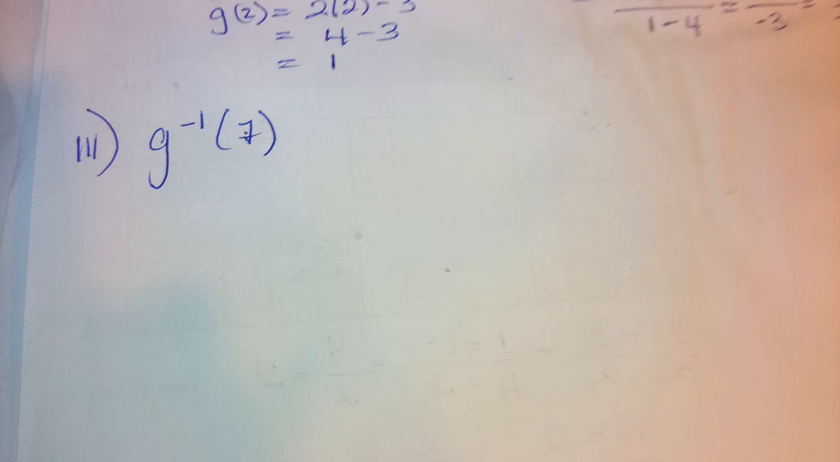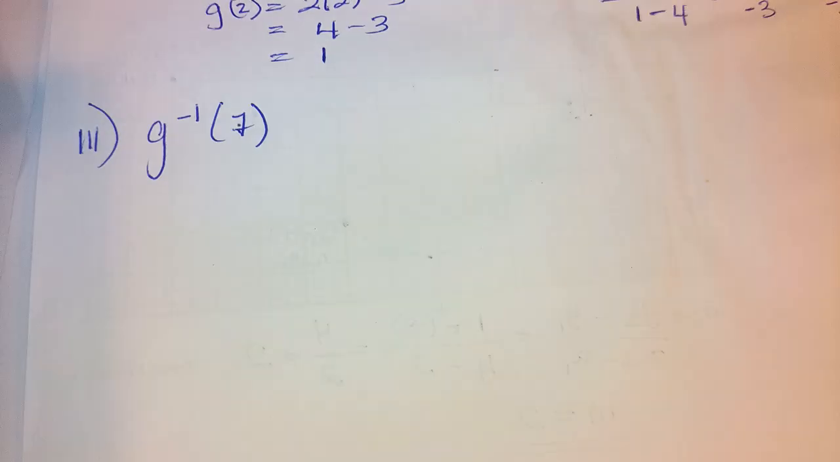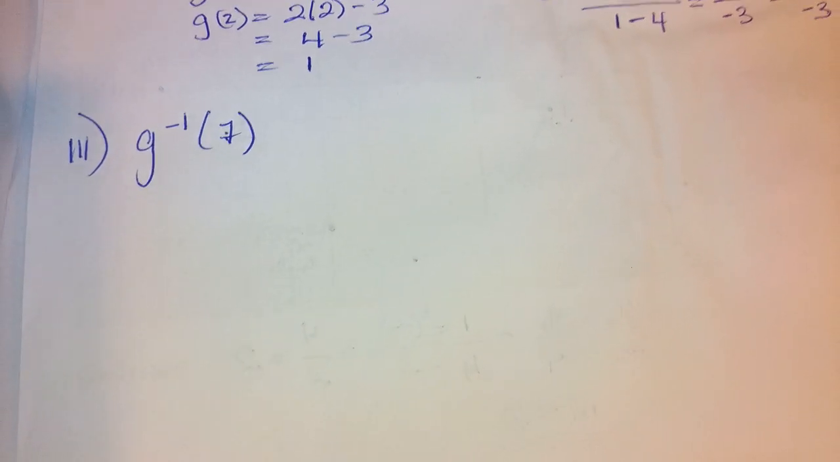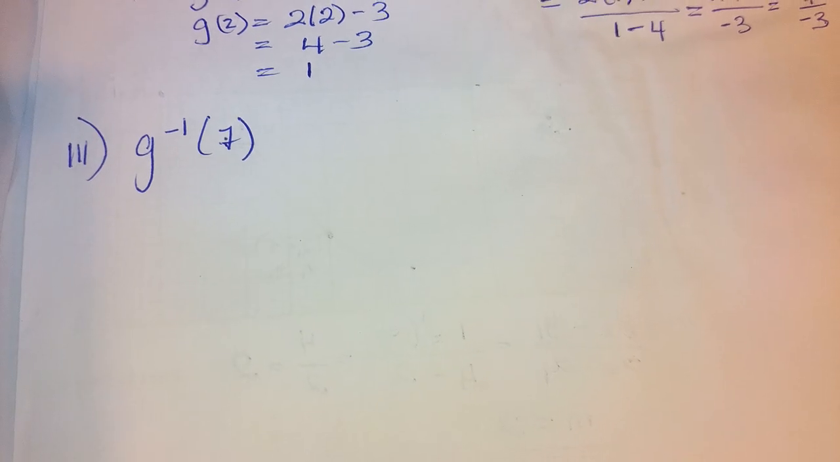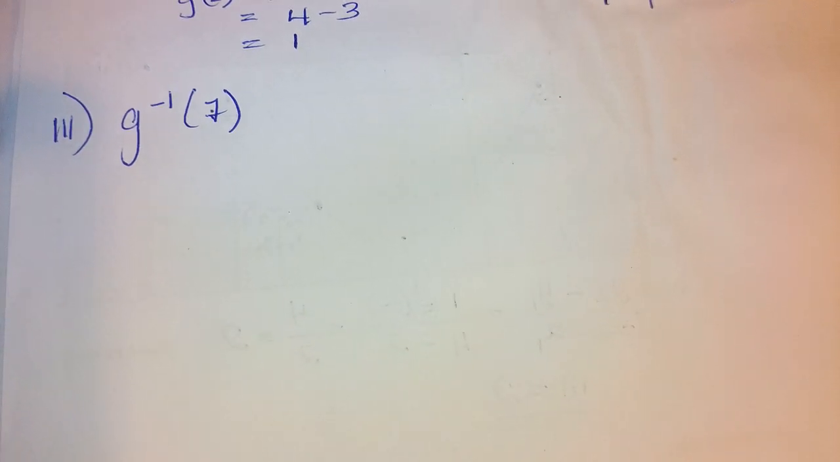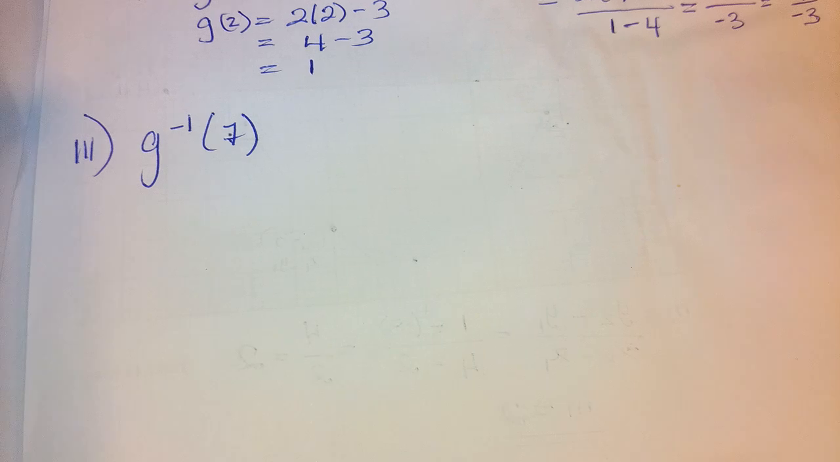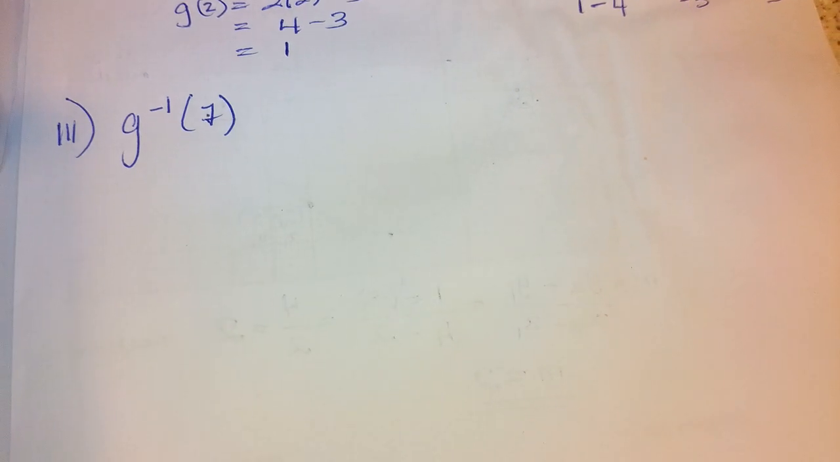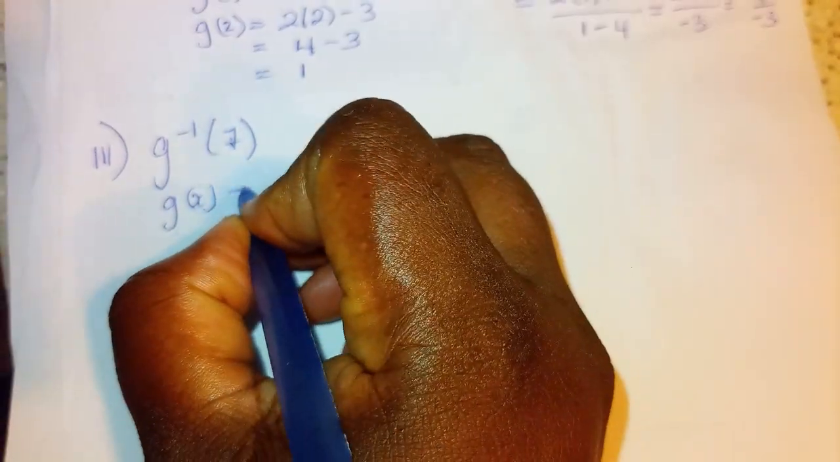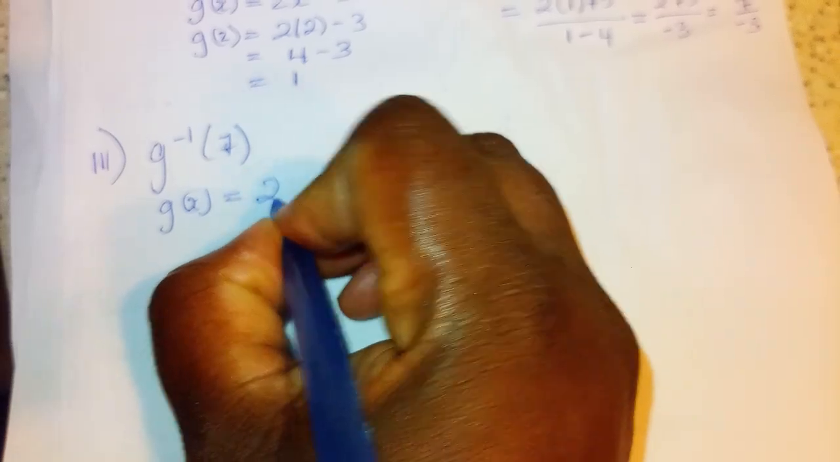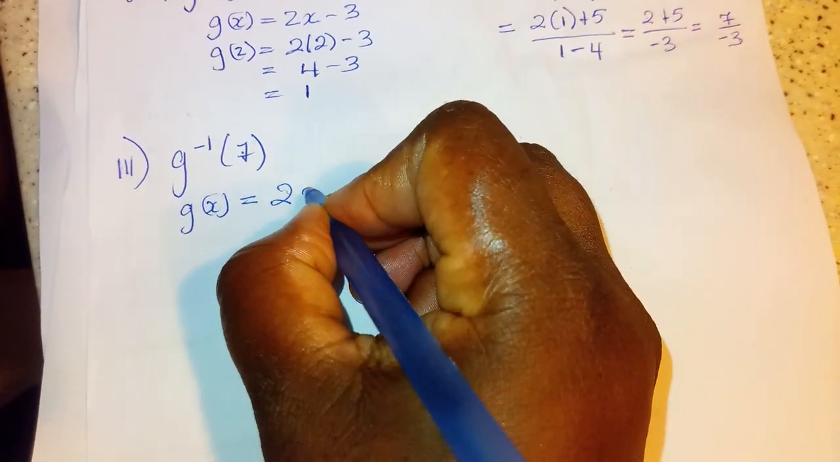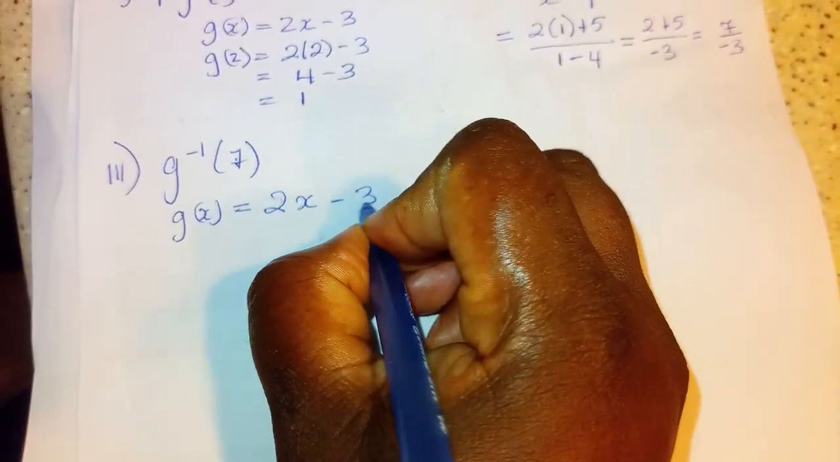Now lastly, we are asked to find g inverse of 7. The way we're going to do it, we're going to use the flowchart method, and we're going to find the inverse of the g function first, and then we're going to insert the 7. So again, our g of x function is 2x minus 3.